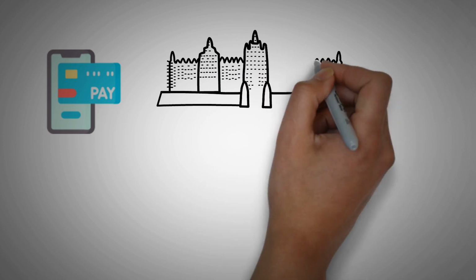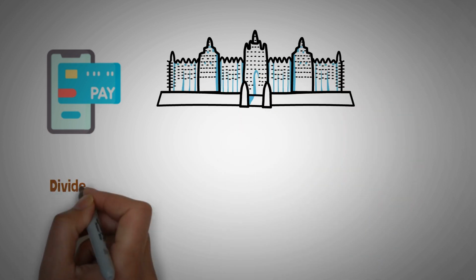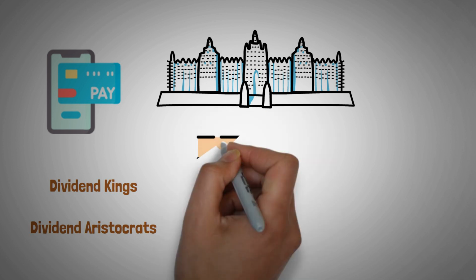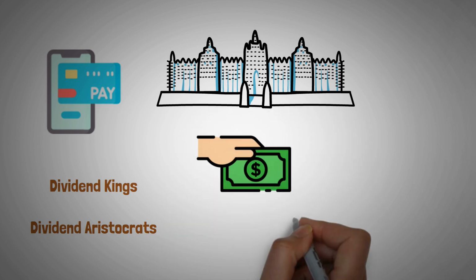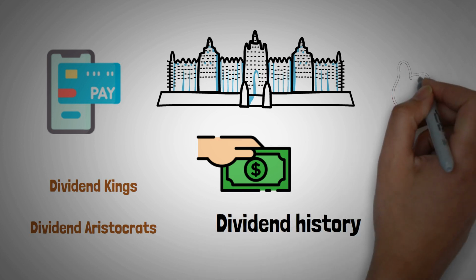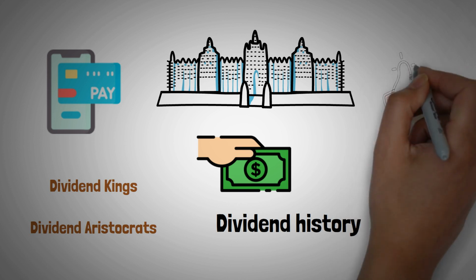prioritize high-quality dividend-paying companies. Dividend kings and dividend aristocrats are usually reliable choices, providing both consistent payments and a strong dividend history.